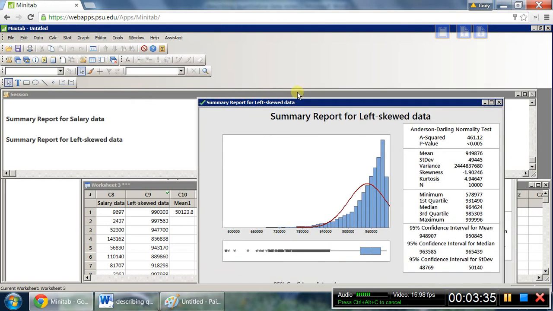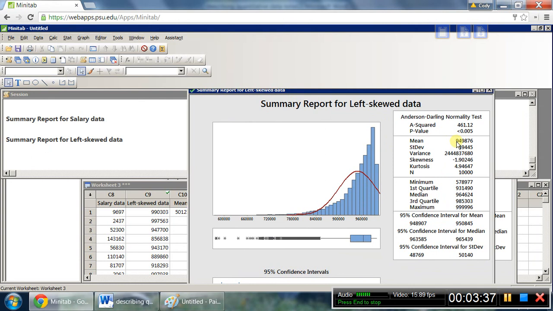Now, of course, you can also have left skewed data. That's where the bulk of the data is on the right and there's a tail pointing to the left. In this case, the mean is smaller than the median. So you'll see the opposite relationship in left skewed data than we did in right skewed data.